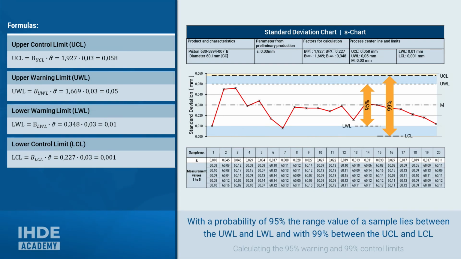Here is a brief explanation of what these limits mean. The warning limits UWL and LWL are such that the standard deviation of a sample will lie between these limits with a probability of 95%. For the control limits, this probability is 99%.